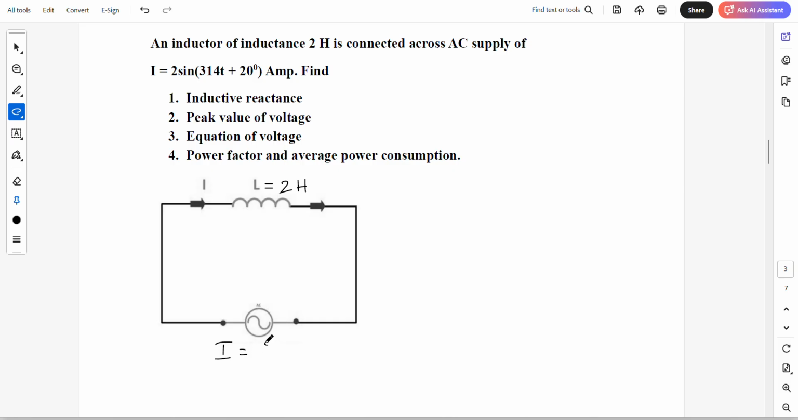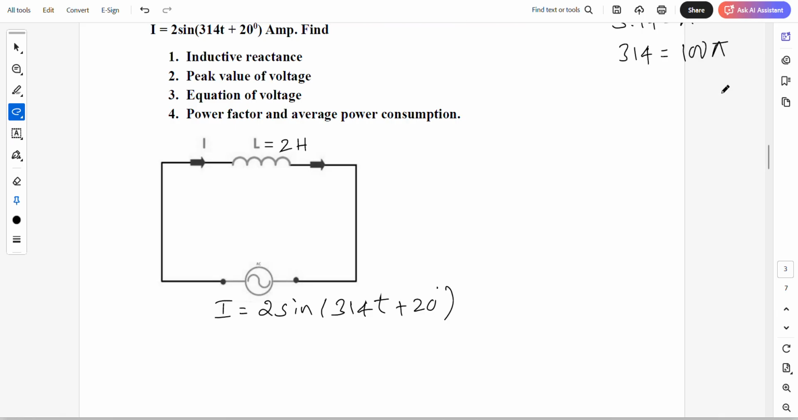I is equal to 2 sine of 314 t plus 20 degrees. Now what is meant by 314? See, 3.14 is equal to pi. Now 314 is written as 100 pi. So I can write the same equation: I is equal to 2 sine of 100 pi t plus 20 degree.